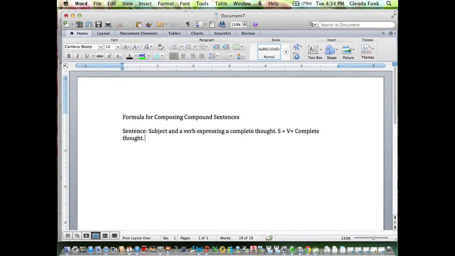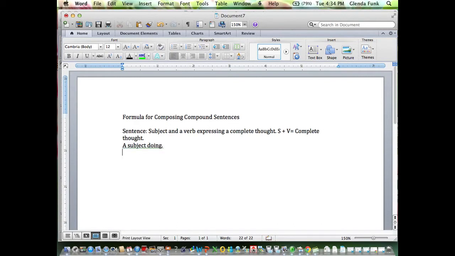After we define a sentence, I also give them another definition, and that other definition is from Constance Weaver in the book Teaching Adolescent Writers, and she says that a sentence is a subject doing. So we start with those definitions.